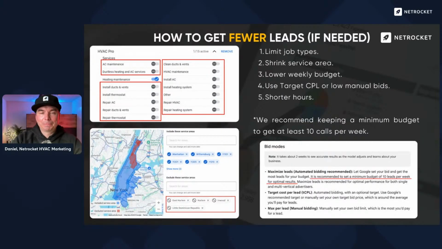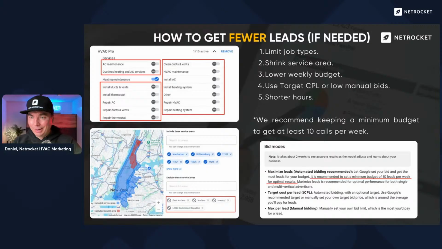Then the next question is how to get fewer leads if needed. Sometimes you just need fewer leads. So limit job types. You can only have the heating maintenance or installation jobs, and this is how you limit the job types. Then shrink the service area. Another thing, lower the weekly budget, use the target CPL or manual bids, and set shorter business hours. This is how you can limit the leads.